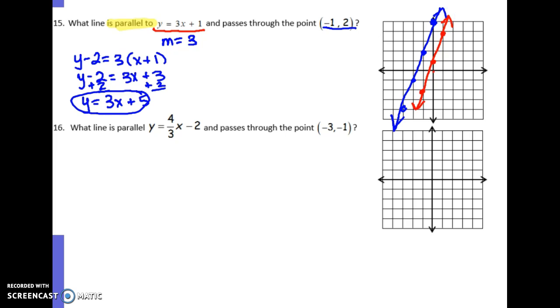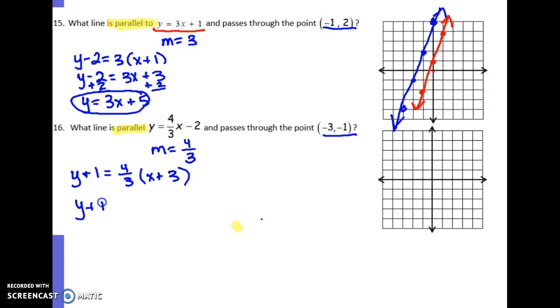Okay, number 16. What line... Okay, and again, this would be a good one for you to practice. What line is parallel to this equation and goes through this point? Okay, so if our slope here is 4/3, we want to use that slope with this point. y plus 1 is equal to 4/3 times x plus 3.